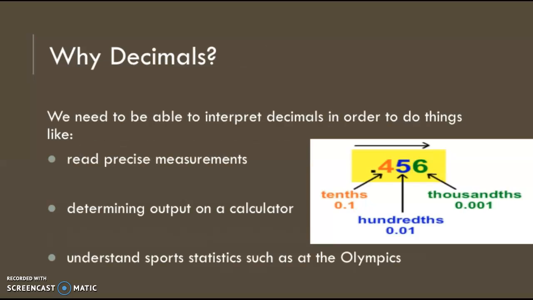Why do we need these silly little points or dots in the middle of our numbers? We need to be able to interpret decimals in order to do certain things such as read precise measurements, determine different outputs when we use calculators, or even understand different statistics such as at the Olympics. I'm pretty sure a lot of you like to watch basketball, football, tennis, soccer. It makes it a lot easier if you understand how to use decimals.